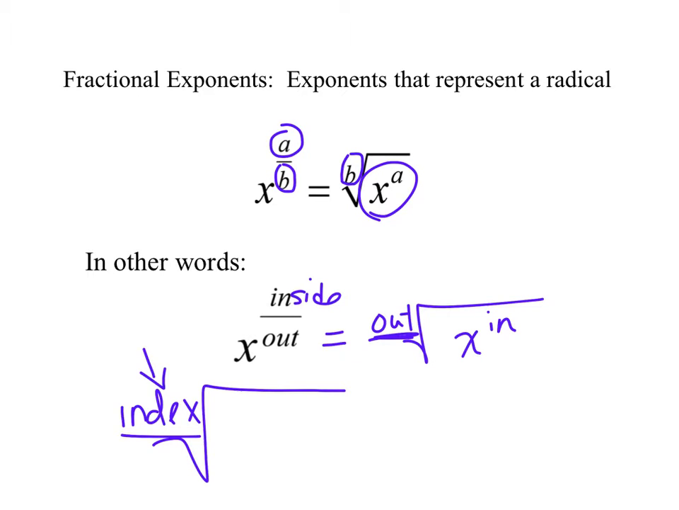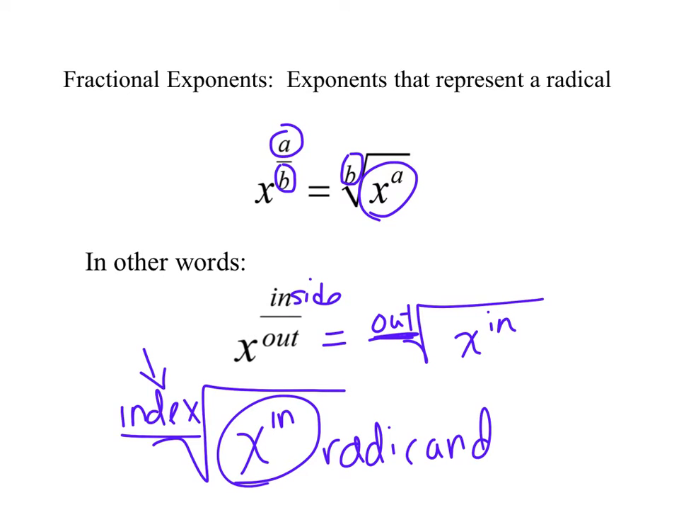And then on the inside, this inside here, this is called the radicand. Hopefully you don't hear me say that too much because my accent makes it sound really weird, but this is it.